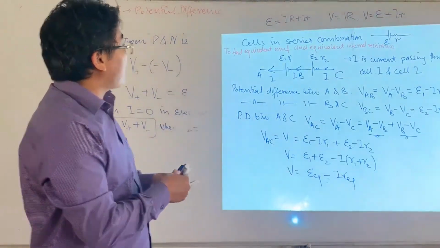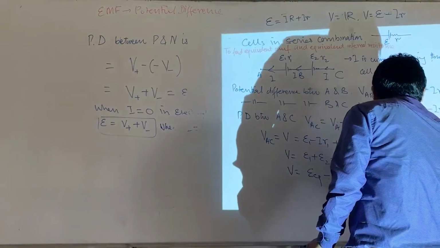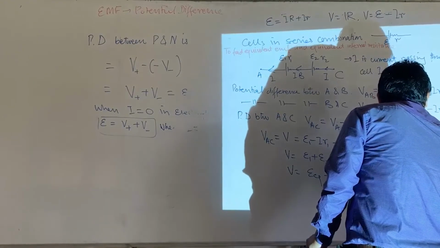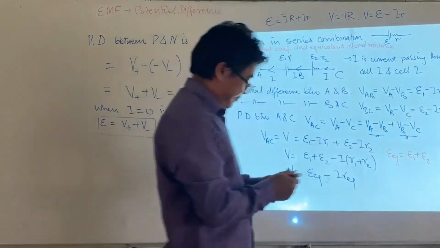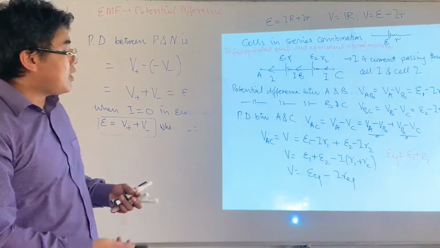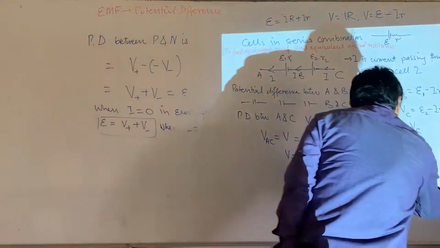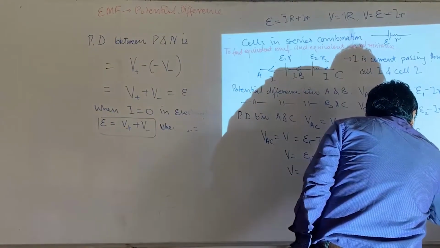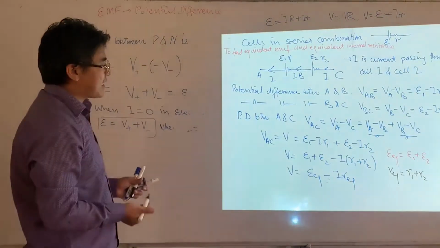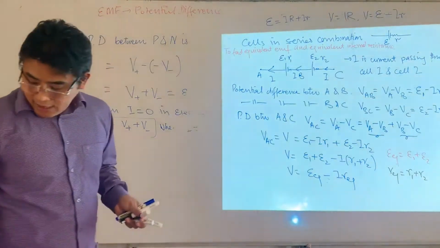Now look at here. What about equivalent internal EMF? Equivalent EMF is going to be, this is how I write, you go on adding up. If I have 4 cells, E1 plus E2 plus E3 plus E4, it goes on like this. Then equivalent internal resistance is going to be R1 plus R2. Alright, this is our objective, right? This is how we got it.